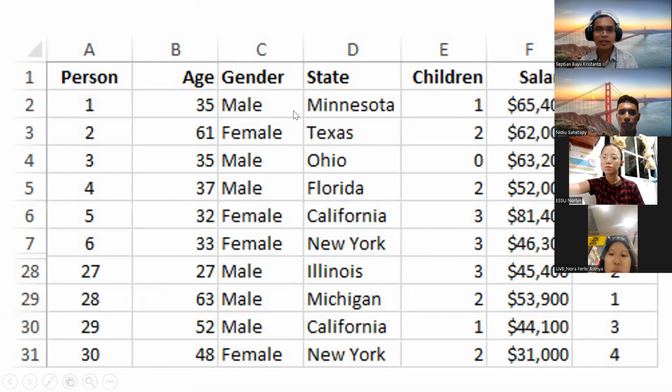Now, look at the table. If you see the table, we can find lots of variables. Okay. A variable is a different characteristic. How do you know there is a difference? We have the age. This is the first characteristic.